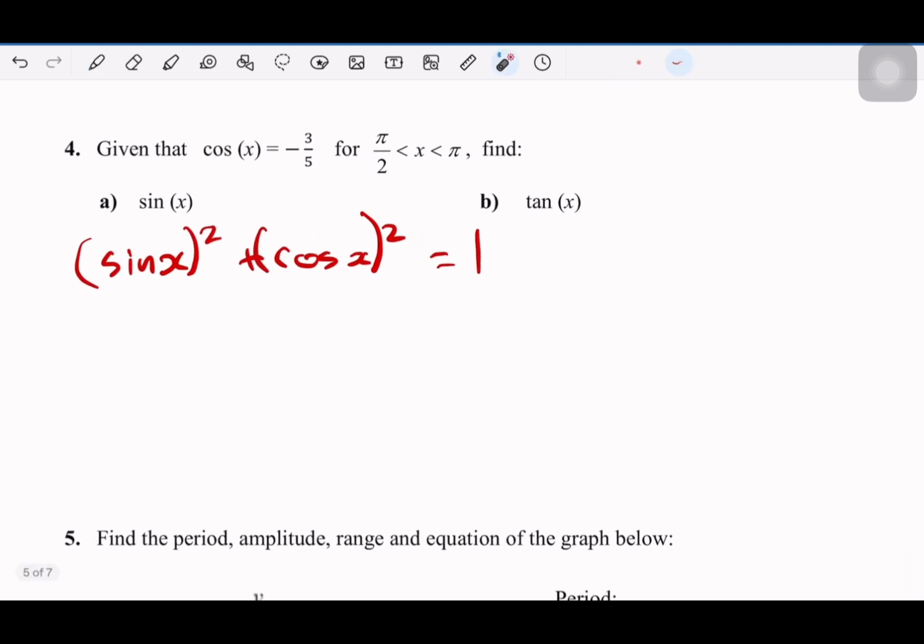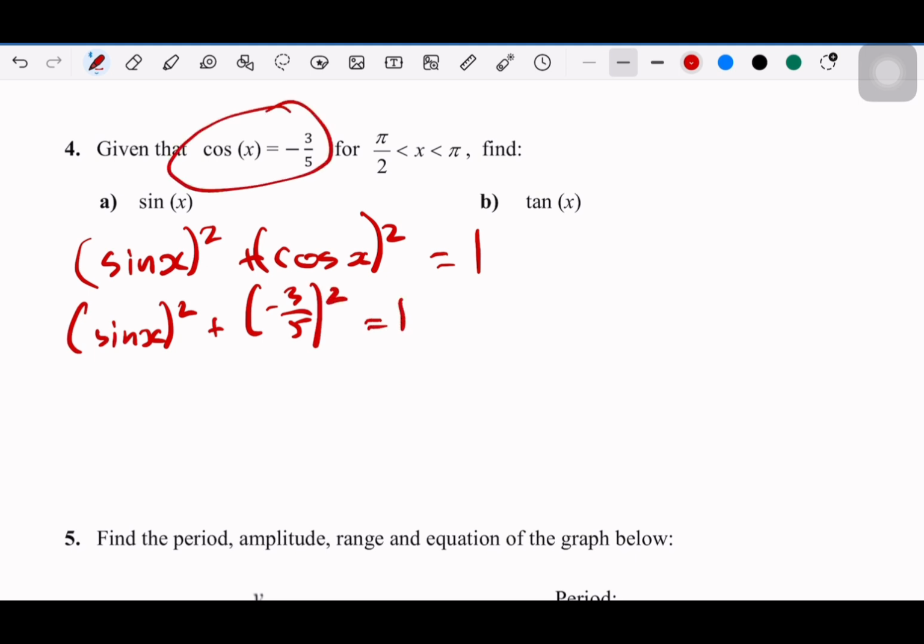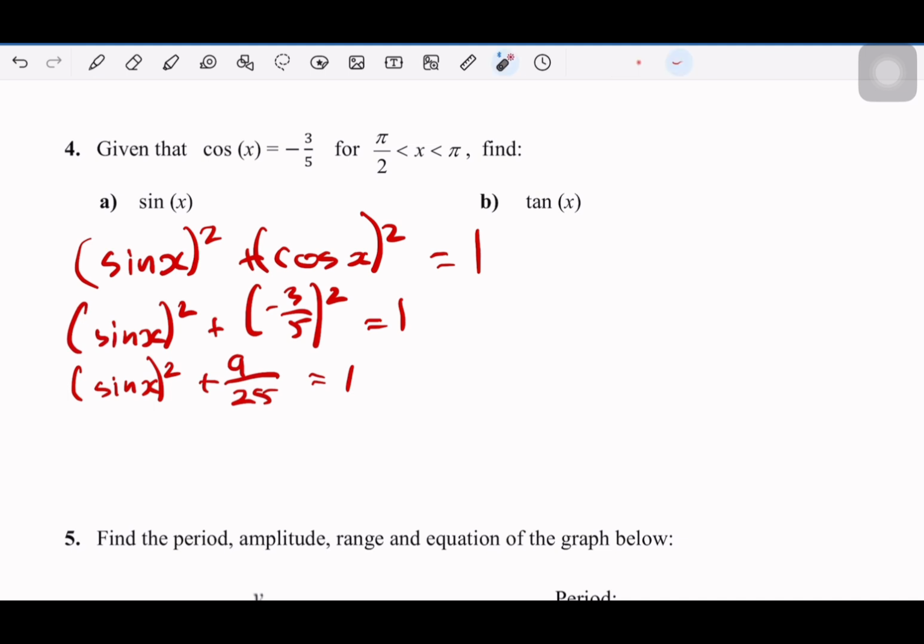And so in this question, they've already given us the value of cos, which is -3/5. Sine x squared plus (-3/5) squared equals 1. So you're basically subbing the value of cos into the formula. And so you get sine x squared plus 9/25 equals 1. Now, some people will ask me, what happened to the negative sign, right? What happened to the -3?